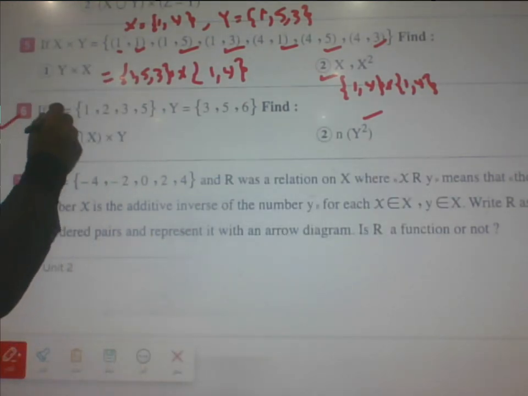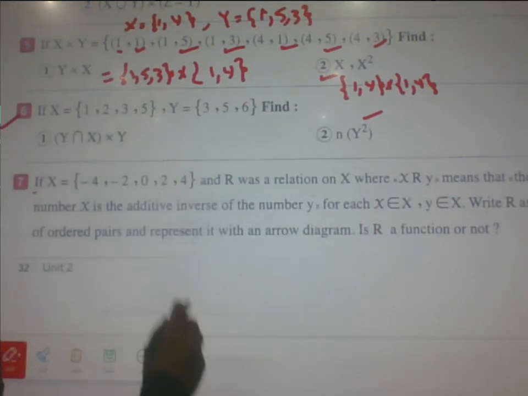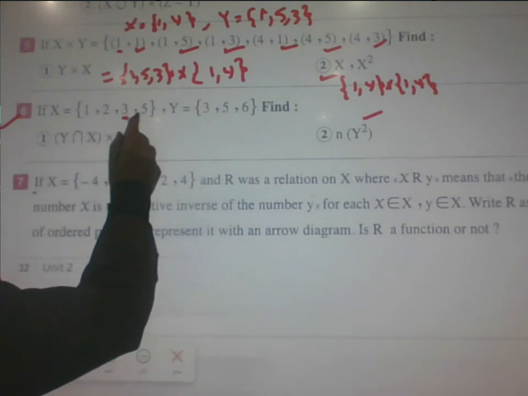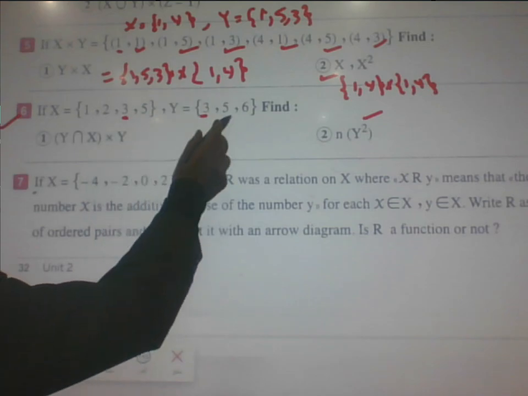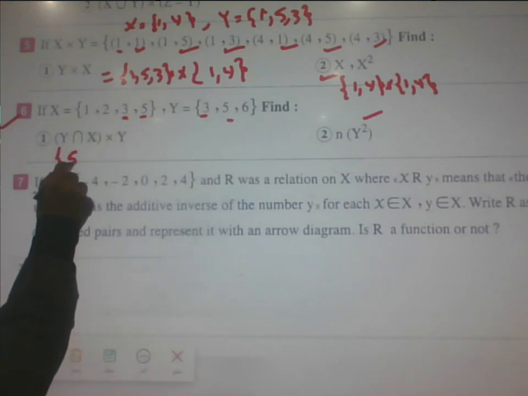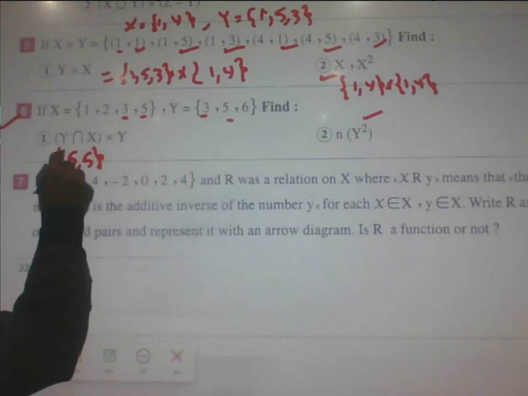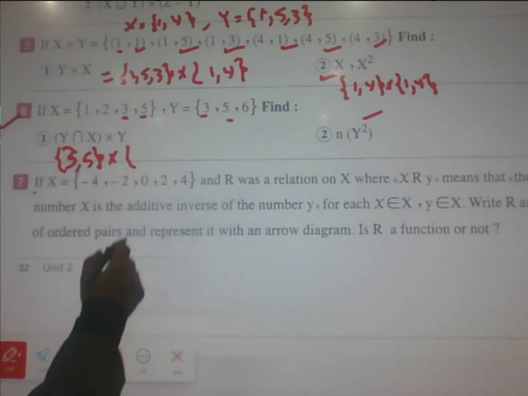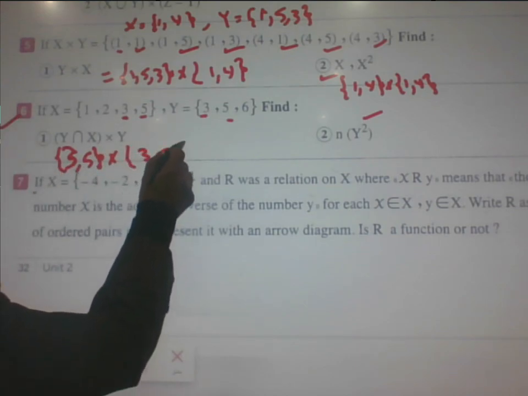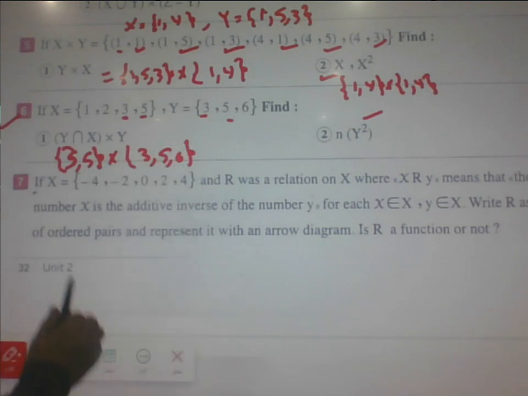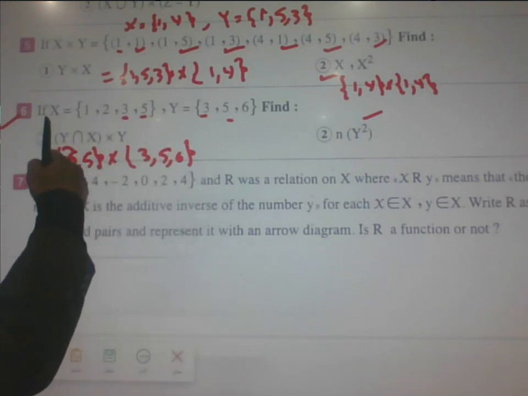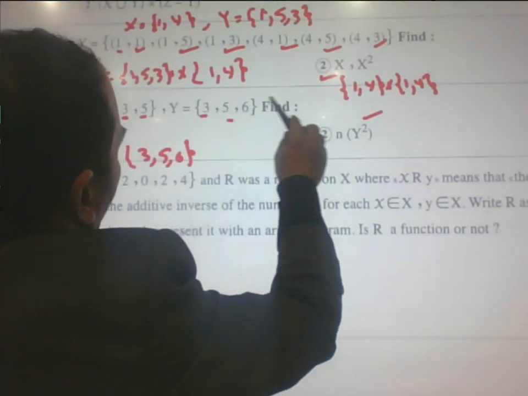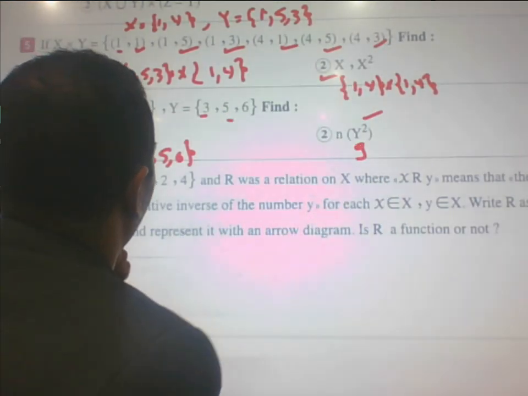This is question number 6, we have here X and Y. We want to find the intersection between X and Y. The intersection here, 3 and 5 were repeating. Then the solution is 3 and 5. Okay, 3 with 5, Cartesian product with Y: 3, 5, and 6. Okay, you can complete it. 3 with 3, 3 with 5, 3 with 6, and 5 with 3, 5 with 5, 5 with 6. The number of elements of Y is 3, then 3 power 2 equals 9.